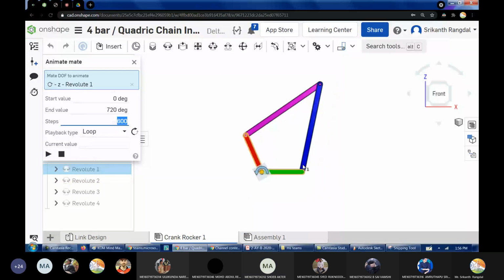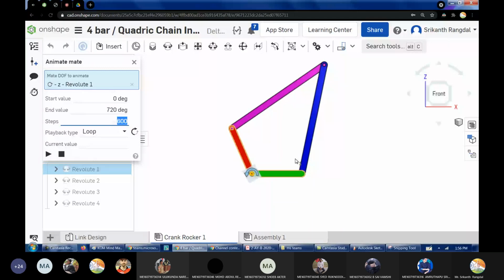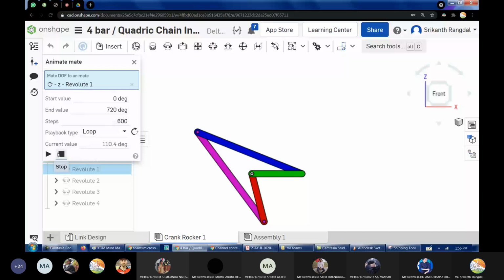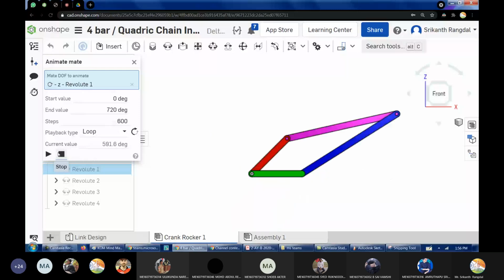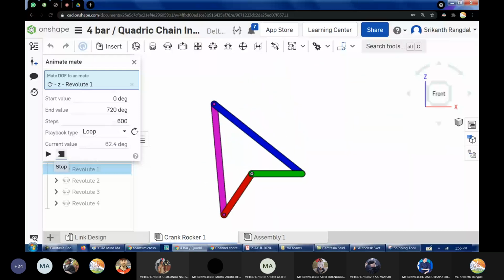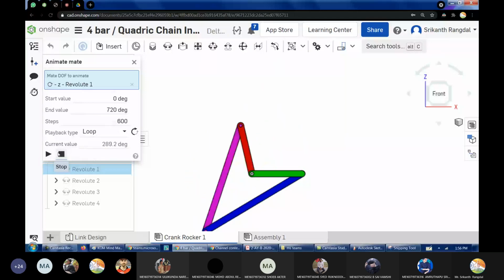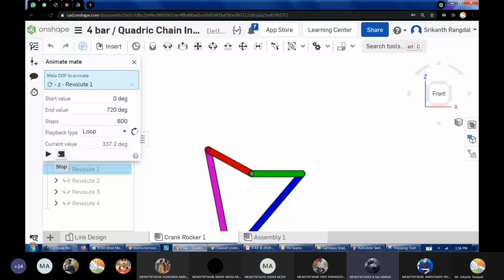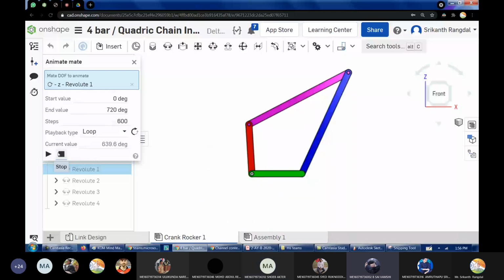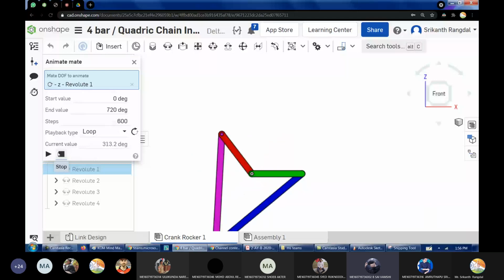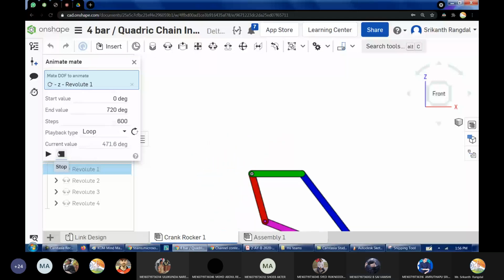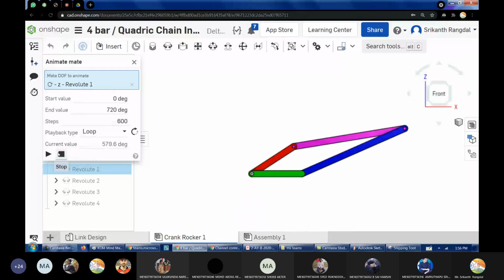I'm telling you it's going to surprise you. Here it goes. So watch and tell me what is special about this. How many links are rotating complete 360 degrees? Yes, 2 links. 2 links are rotating complete 360 degrees. But what is special about this?